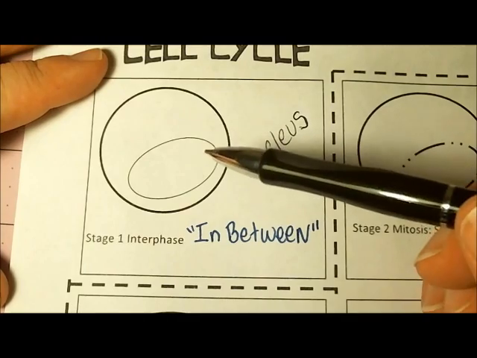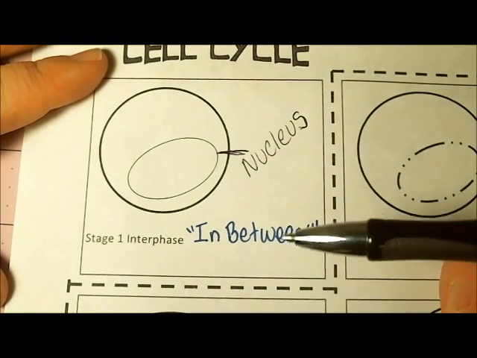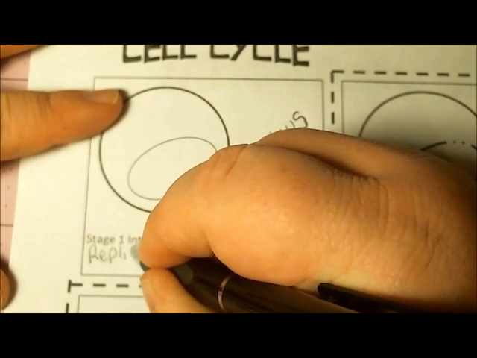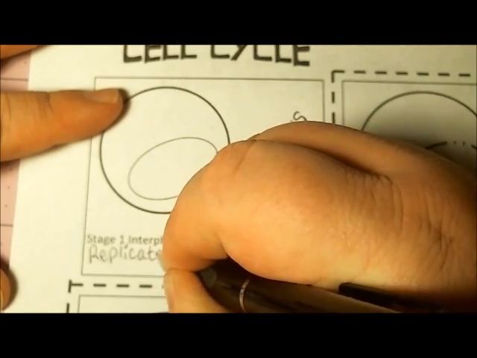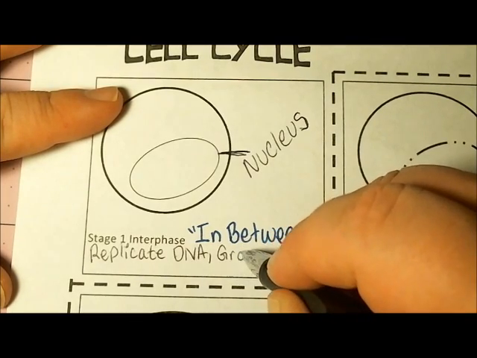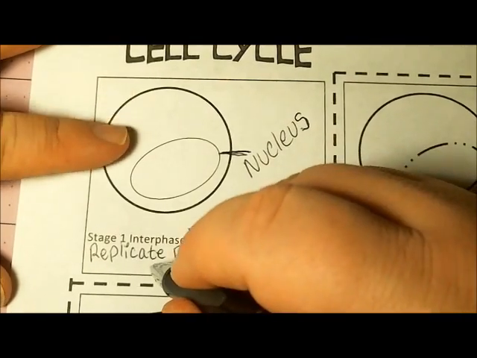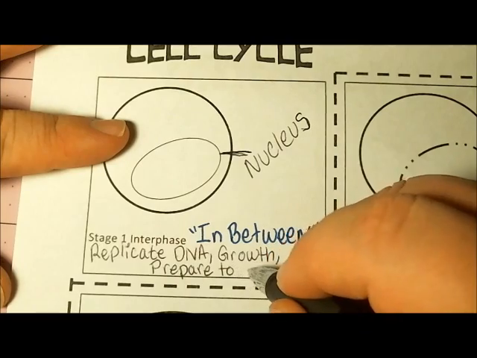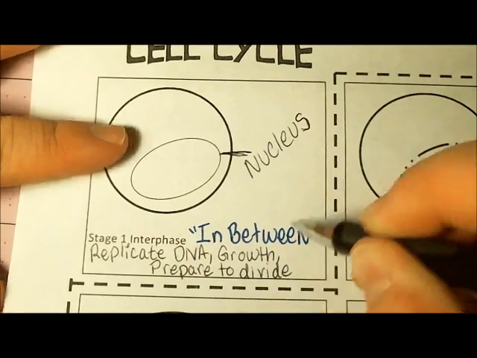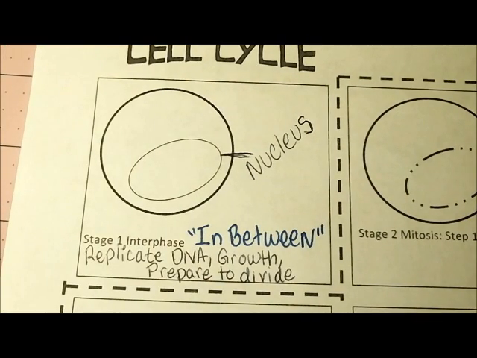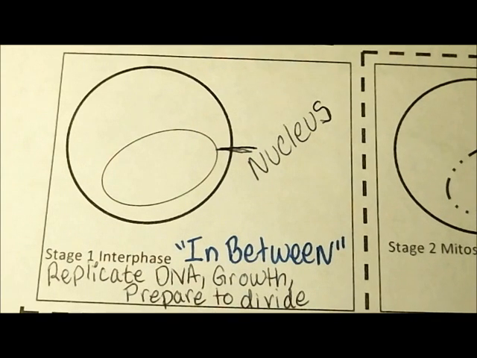If they're not dividing, then three other things. I'm using my regular writing utensil. We have replicating DNA, we have growth, and preparing to divide, which includes things like making extras of all the organelles. So we replicate the DNA first, but then all the other organelles also need to be copied so that the cell can give half to each of the new cells.